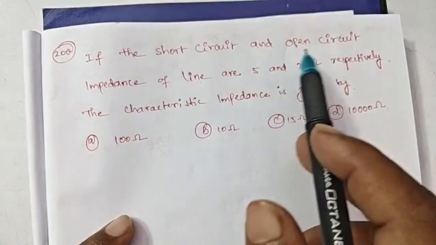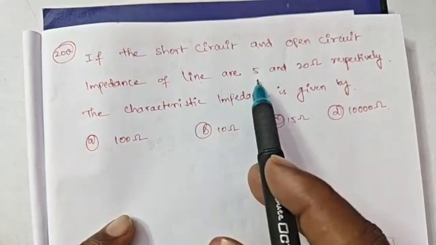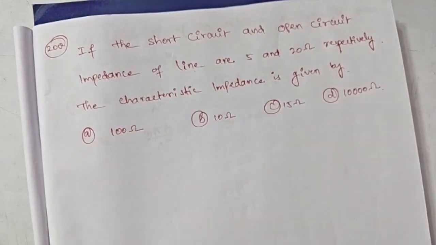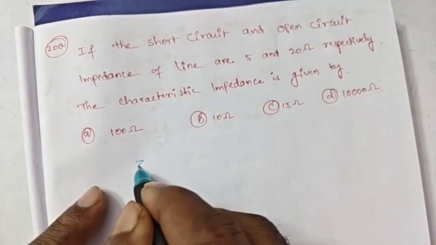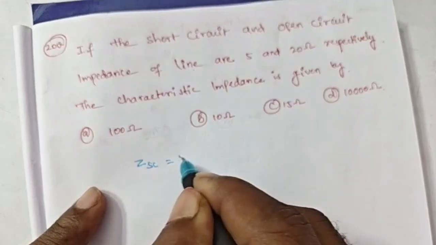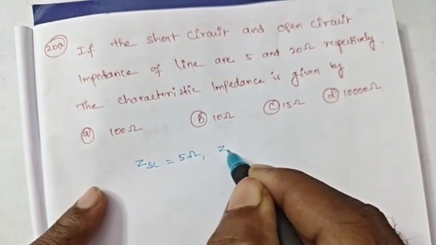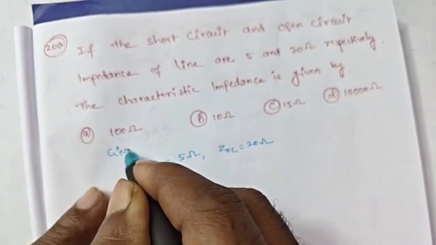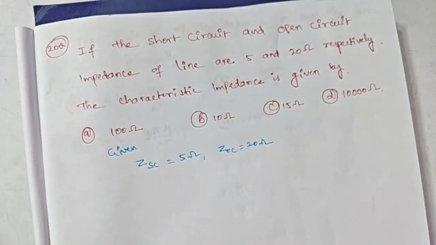If the short circuit and open circuit impedance of a line are 5 and 20 ohm respectively, the characteristic impedance is given by. See, what is the short circuit impedance? ZSC equal to 5 ohm, ZOC equal to 20 ohm is given. This is the given data, and it is asking to find the characteristic impedance.